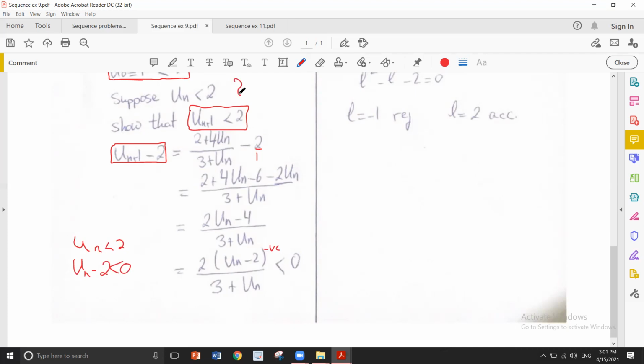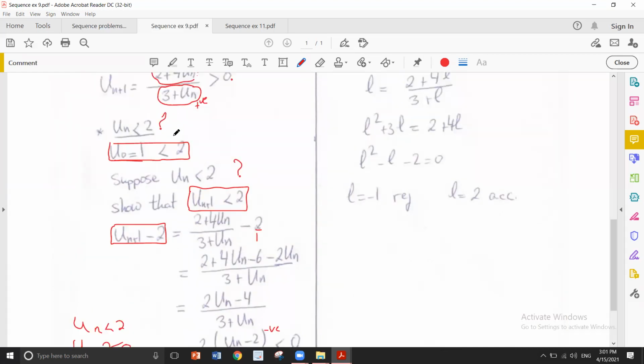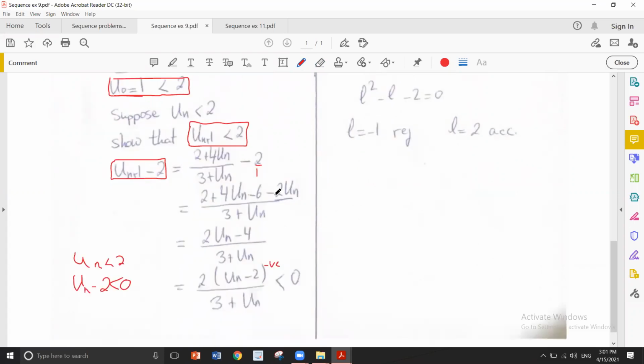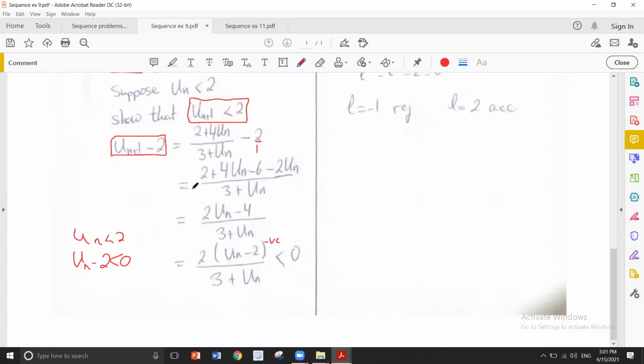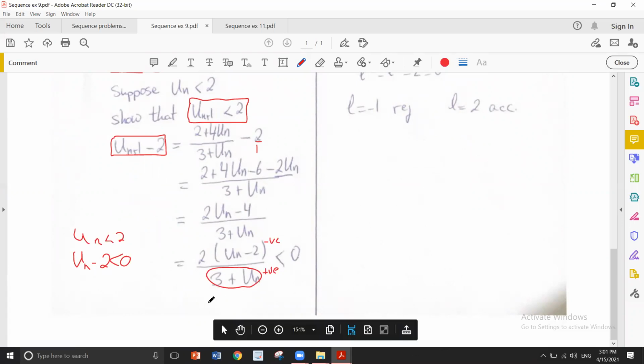So suppose un less than 2. How do we suppose this one? So here, without the equal, this is less than 0, and this is positive here. So we get un plus 1 minus 2 less than 0, which means un plus 1 less than 2.